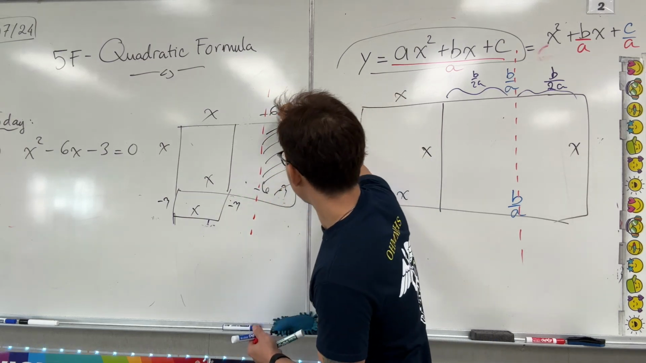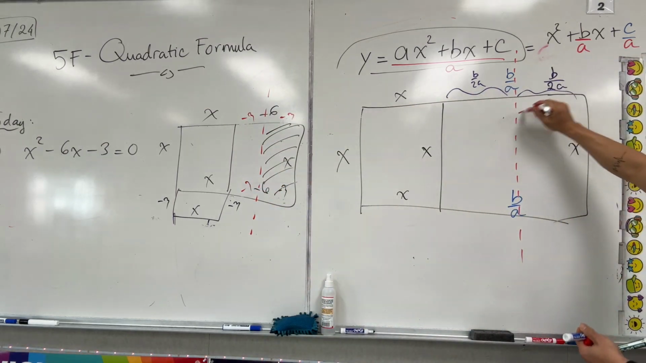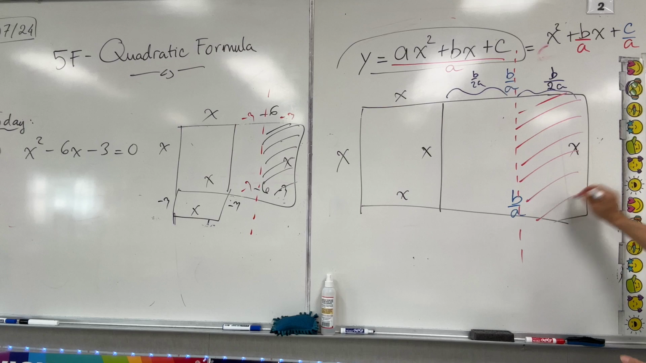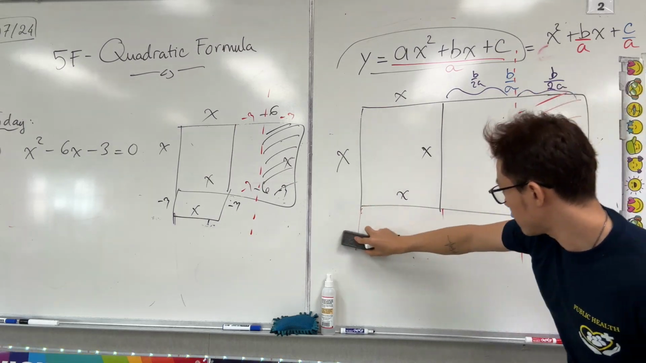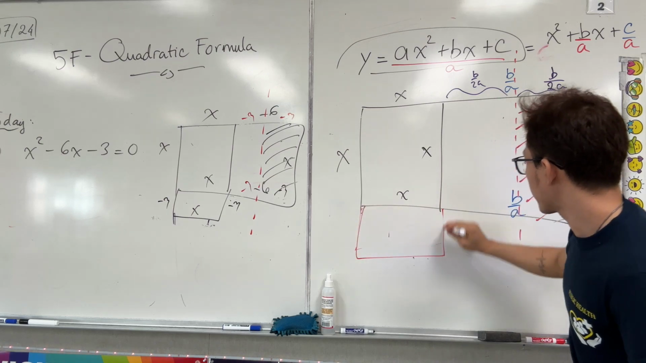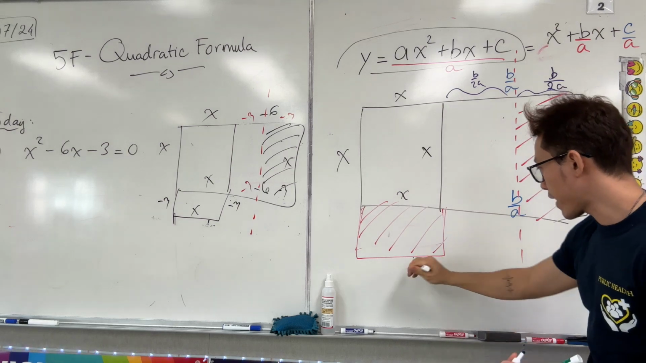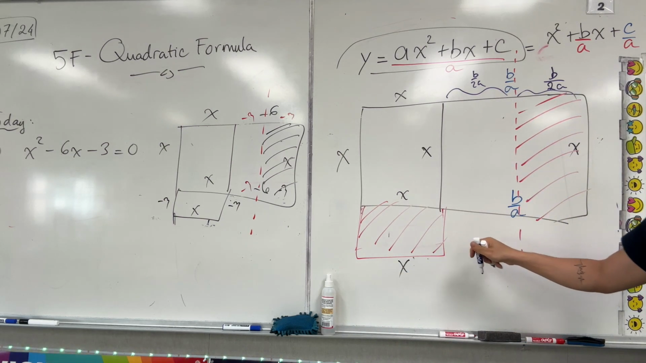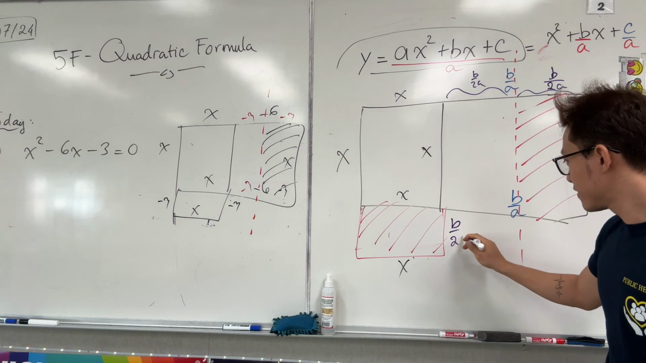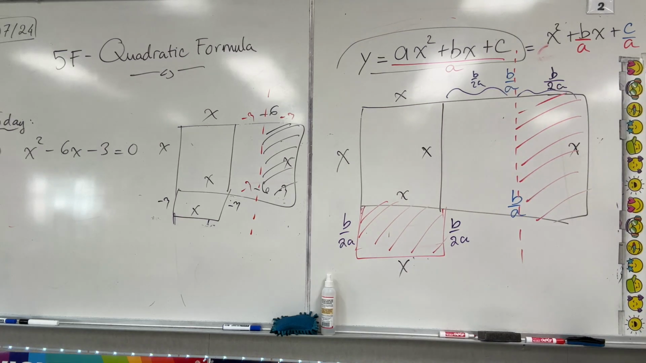Okay, so same thing here. I'm gonna move this whole thing over here. Let me make it similar. So this one is still x. But what is this side? B over 2a. You got it. Good. So far so good? Yes.